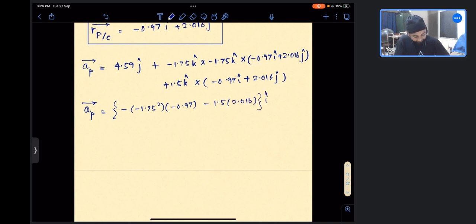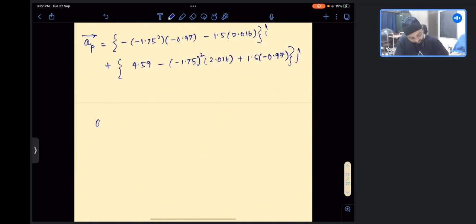The j component, 4.59, is already there, minus 1.75 squared into, put the squared outside, into 2.016, or rather plus 1.5 into minus 0.97 j cap. So acceleration of P, if we were to simplify this, will come out to be 0.97 minus 1.5 into 2.016. It is minus 0.05 i cap.